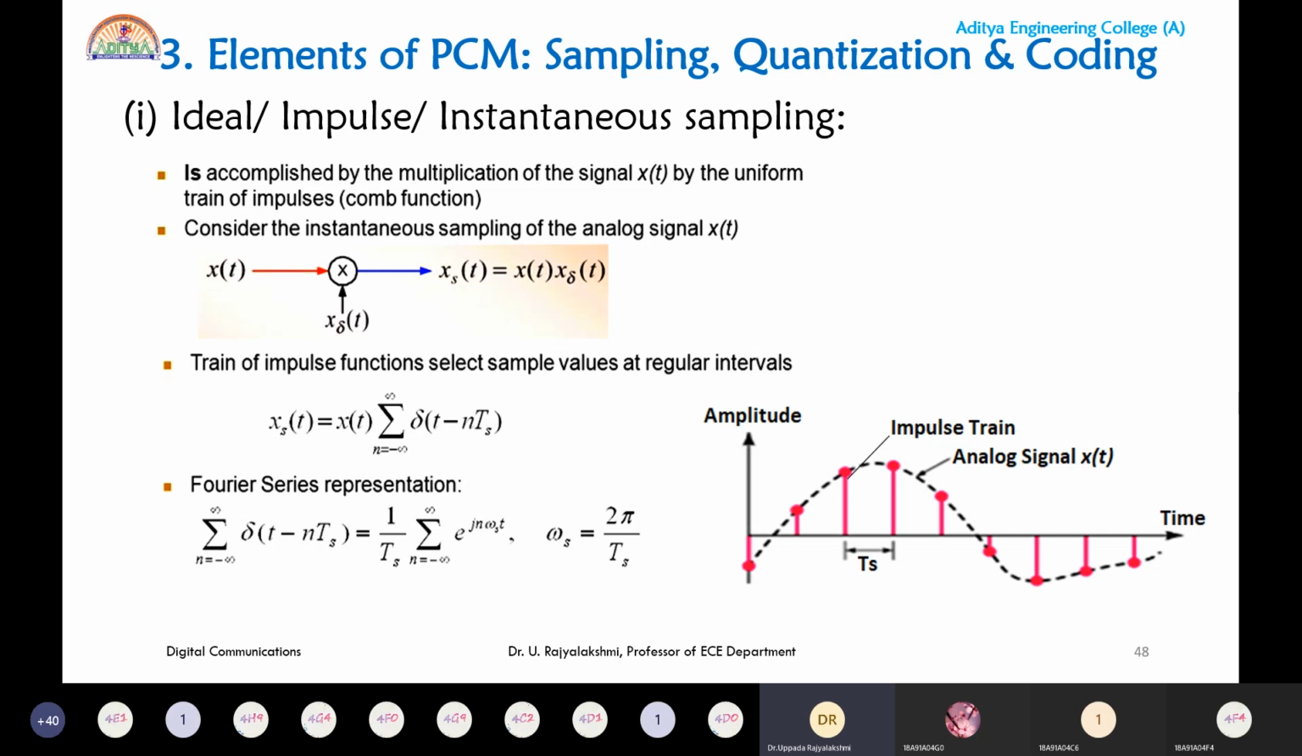Now the same is represented in the frequency domain description, because for a shift in time we will have, in the frequency domain, multiplication with the exponential term, that is e power j n omega s t, where omega s is defined in terms of the sampling interval as 2 pi by ts. Okay, this is about the first type of sampling, ideal sampling or impulse sampling or instantaneous sampling. So here pink lines represent the output and dotted lines represent the input.